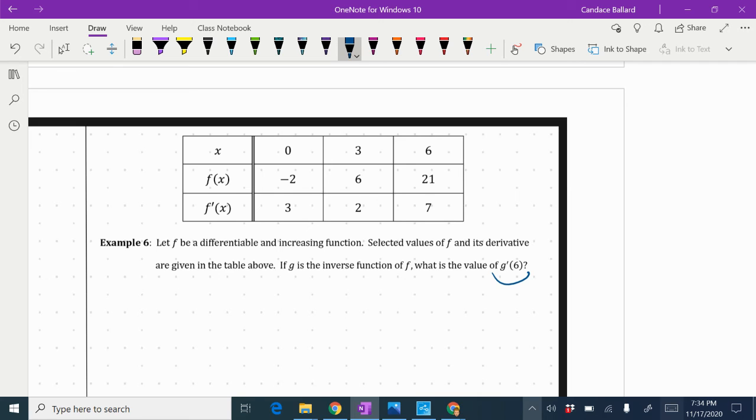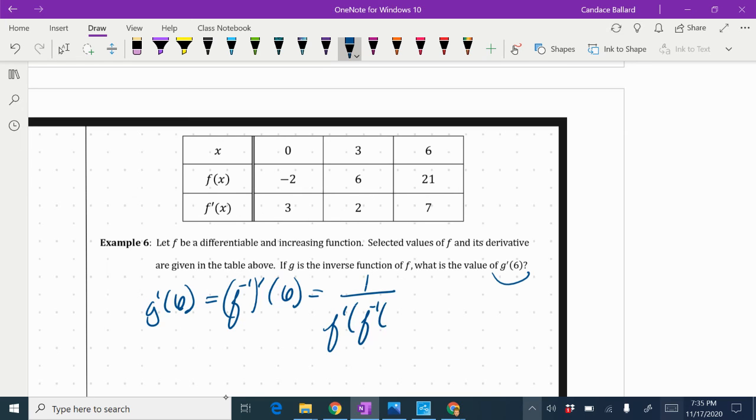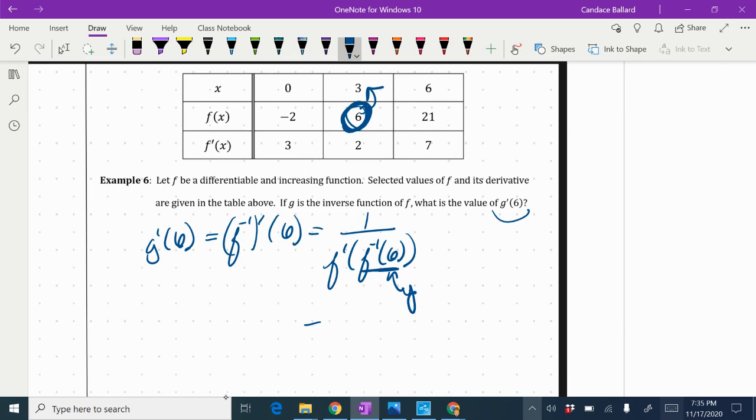In order to find g prime of 6, which is the same as saying the derivative of f inverse of 6, I know I have to do 1 over the derivative of f inverse evaluated at 6. So this basically means that this is the y value. I need to find that y value on my chart. So here's that y value hanging out here. I'm going to read the x value. That's what I'm going to plug in. So I get 1 over f prime of 3.